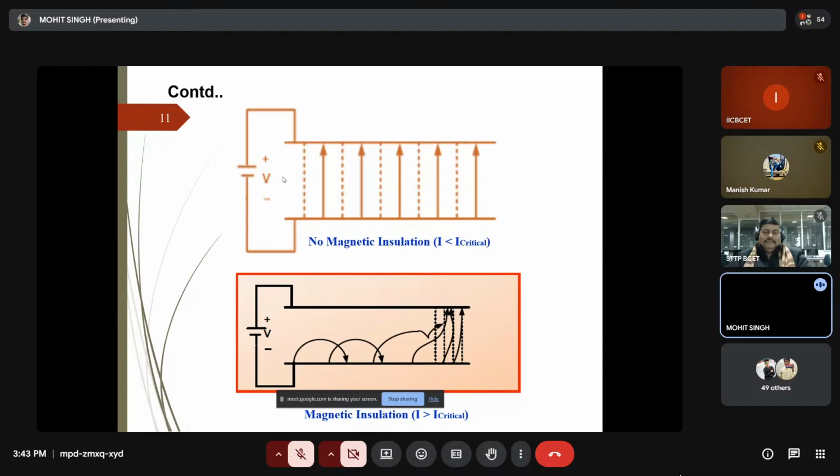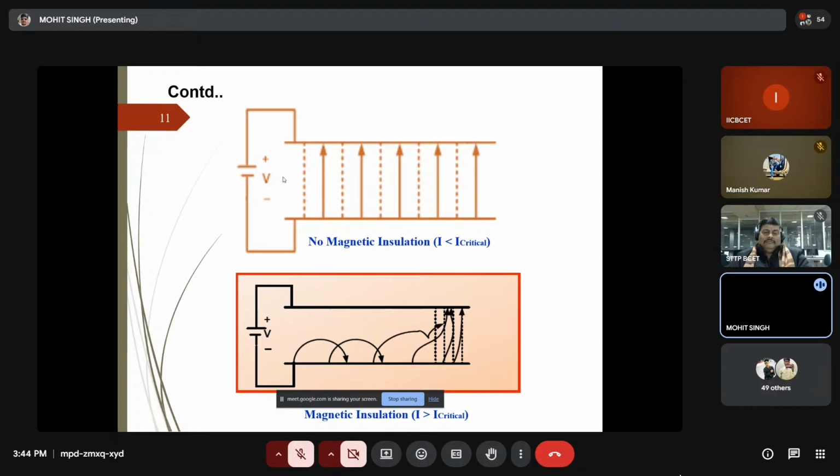If you are supplying the voltage, that voltage is generating the current, and that current is leading to the magnetic field. If that voltage is not sufficient, then the current will be less than the critical current. Now, what is the critical current? The critical current is the minimum current which is required for the magnetic insulation. If the current in the device is less than the critical current, then the electrons emitted from the cathode will reach the anode. They are not insulated.